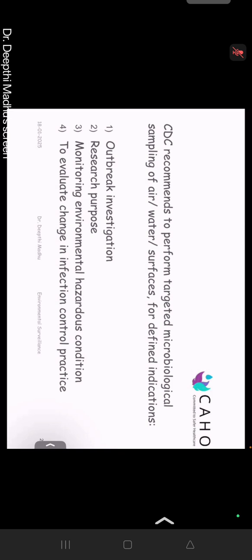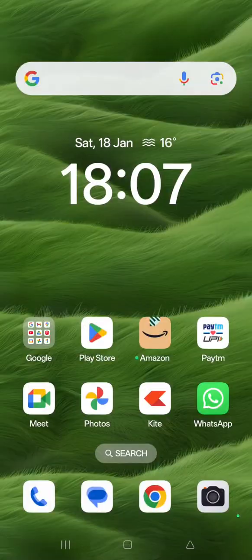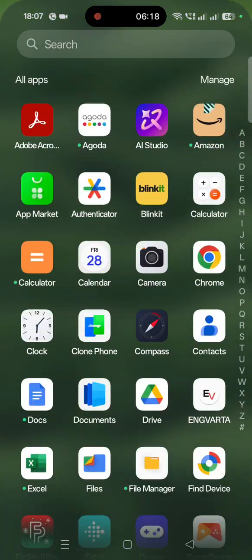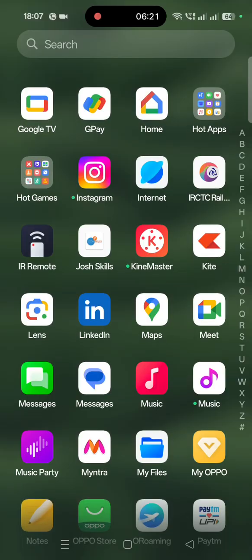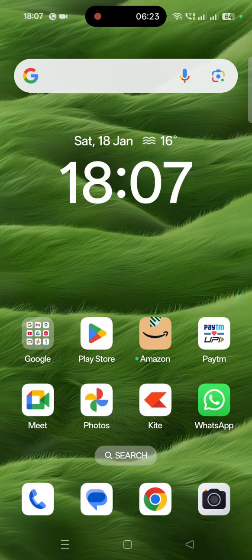Monitoring environmental hazardous condition. For example, if there has been a construction or a renovation and you want to see if the disinfection has been done properly, but not on routine basis, but if it is after a construction or a renovation or a change, then you can do it. Or to evaluate change in infection control practice. For example, you used to do surface disinfection and suddenly you have decided to do surface chemical sterilization or high level disinfection. You have changed your practice and you want to see if the microbial burden has decreased.